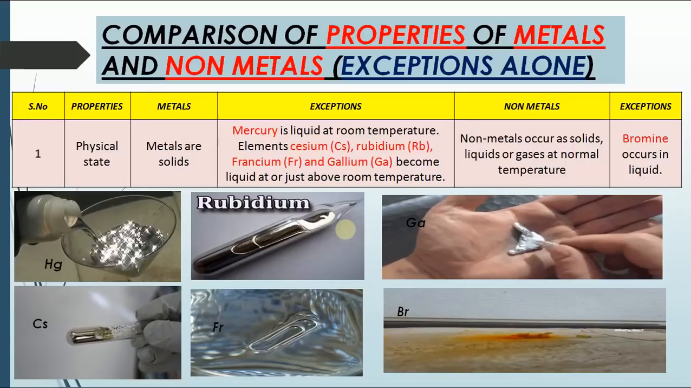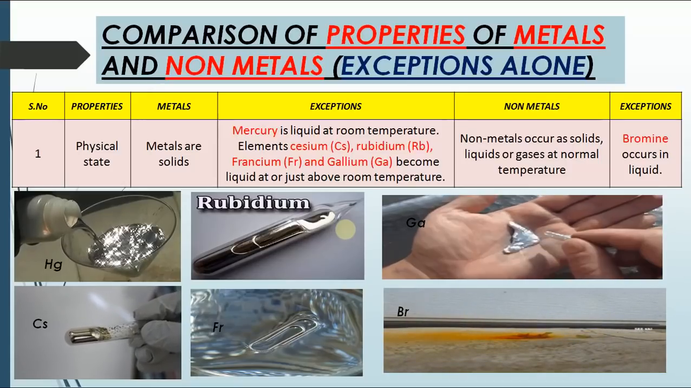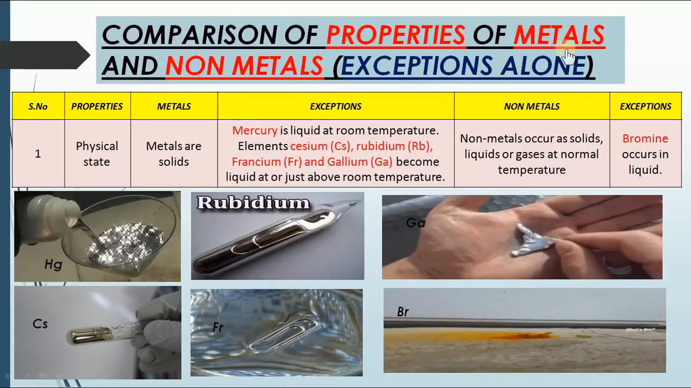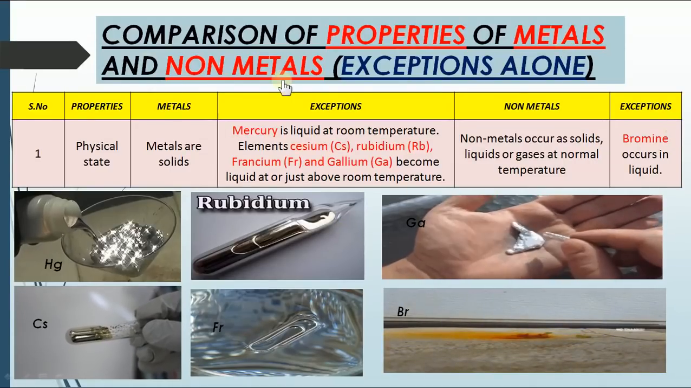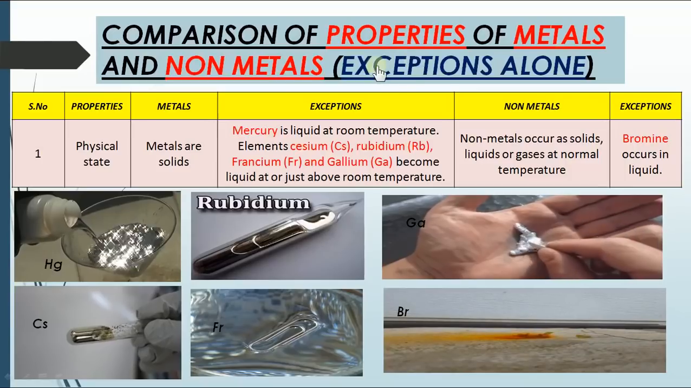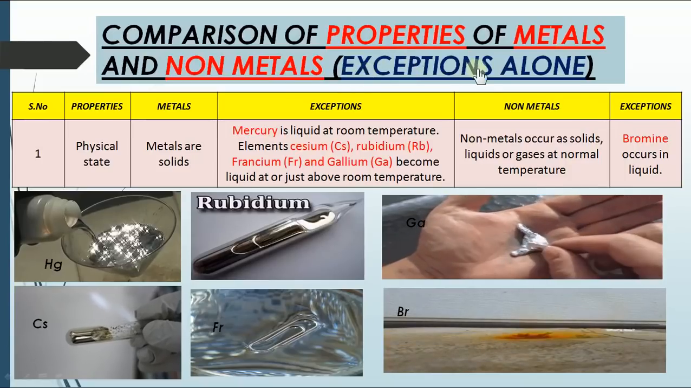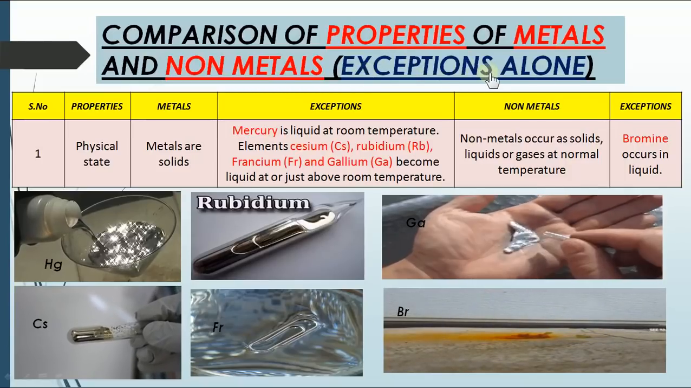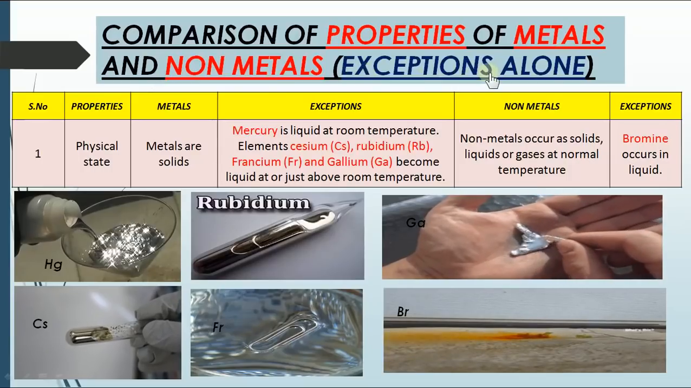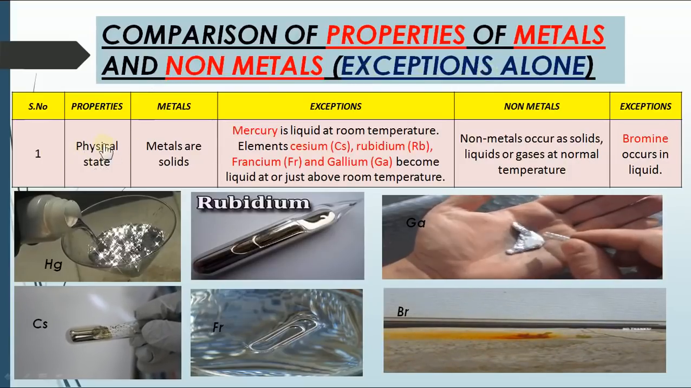My dear children, in this video we are going to talk about the comparison of properties of metals and non-metals. The speciality of this video is we are going to talk about the exceptions alone. So the first property we will see is physical state.